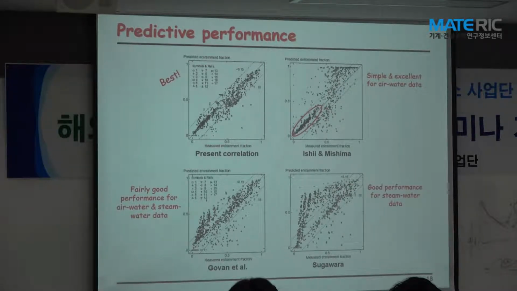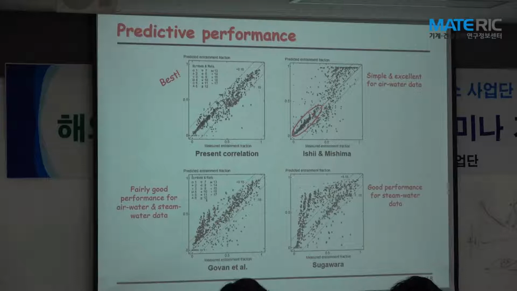And I investigated the performance of my correlation using the entrainment fraction data. There are many famous ones, the Ishii and Mishima model. And this model is today no Ishii and no Mishima, okay?